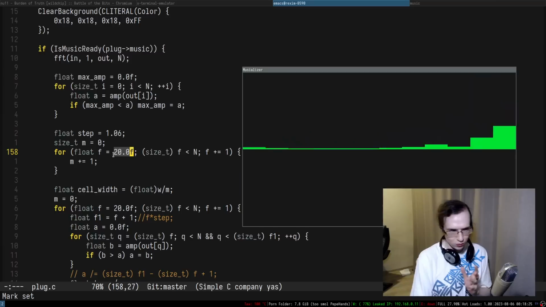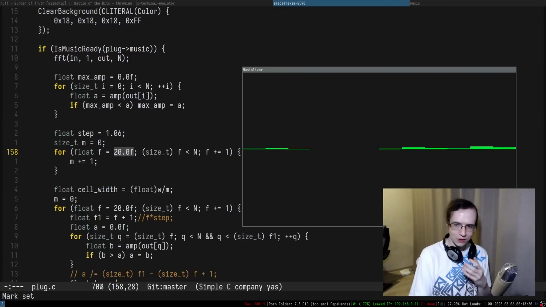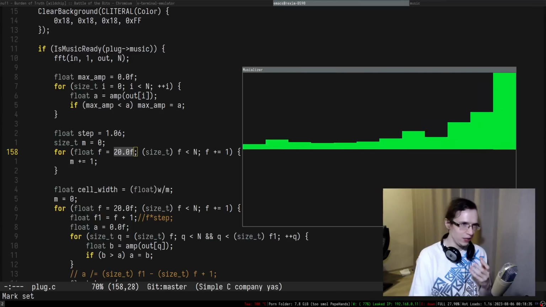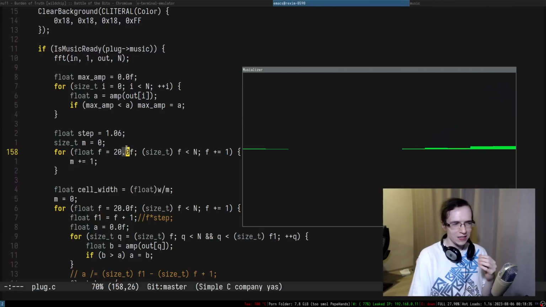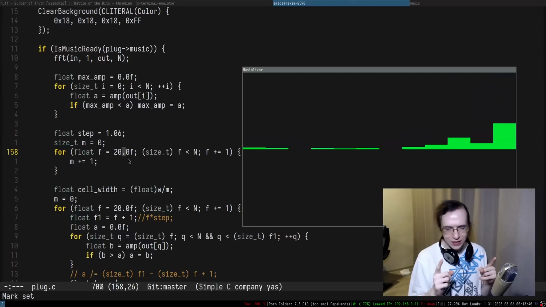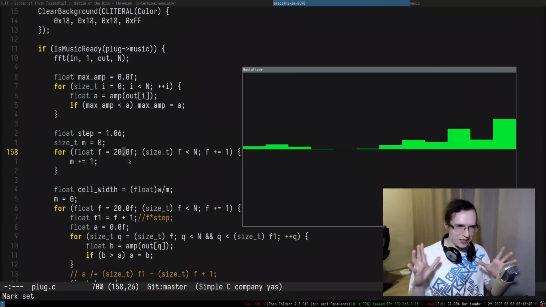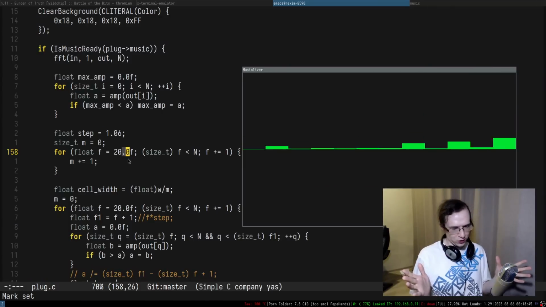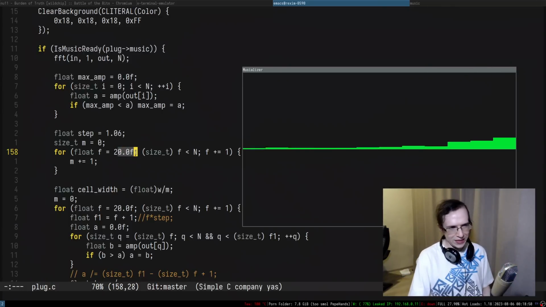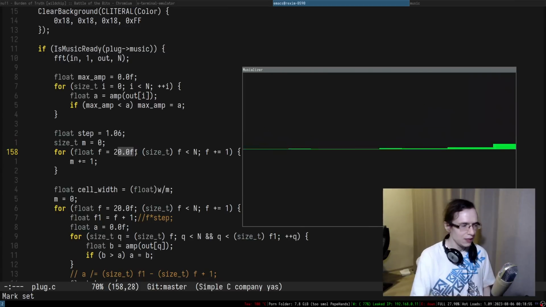And the reason why we started to do that from 20 is because I thought that maybe they represent the actual hertz, and the lowest frequency that the human can hear is 20 hertz. But in reality, the 20th frequency is not necessarily 20 hertz. It actually depends on the size of the window and the sample rate of the sound. So it was a little bit far-fetched. I don't think using 20 as a low bar for frequency display is actually a good idea.